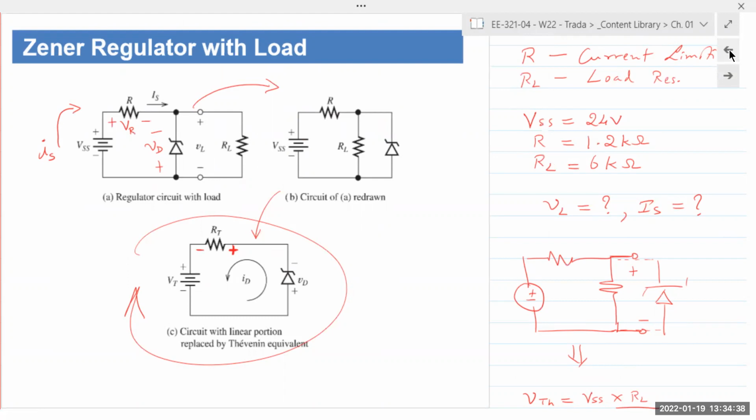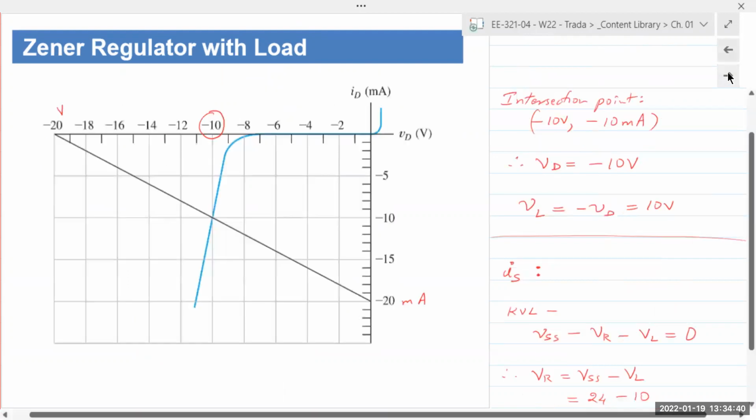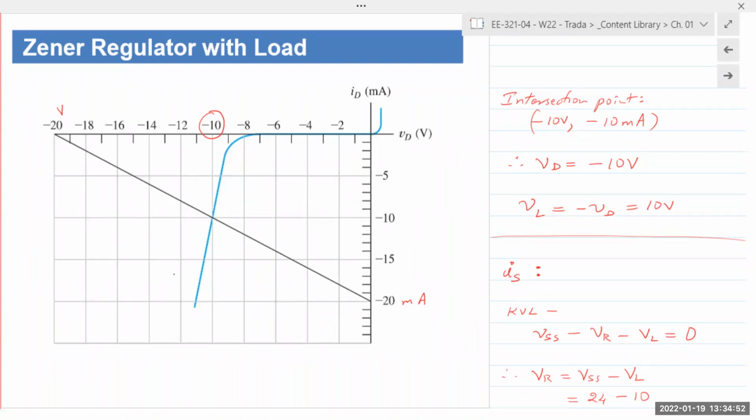That operating point gives you the output voltage or the Zener voltage, VSS is equal to 24. And once you have the output voltage, you can calculate everything else from that point on. Any questions? Any questions at all?